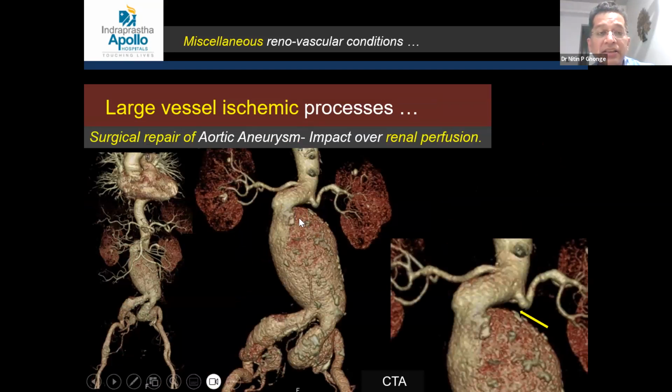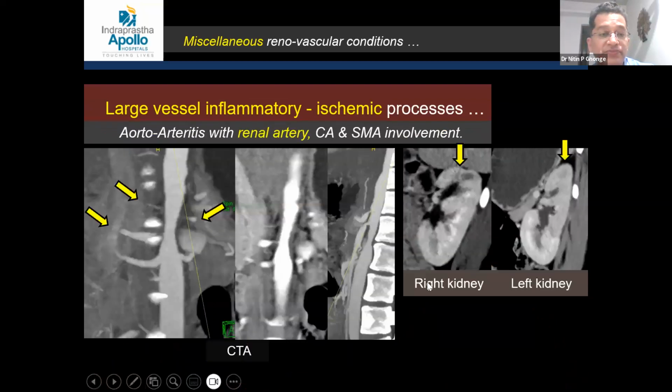Then there can be, in patients with aortic aneurysm, as in this case, it is important to evaluate the kidneys, the location of the renal artery origin, so that the surgical planning can be done. So this evaluation of the renal arteries on both sides is very well done with CT angiography, and you can know the exact distance between the proximal part of the aneurysm and the origin of the renal artery.